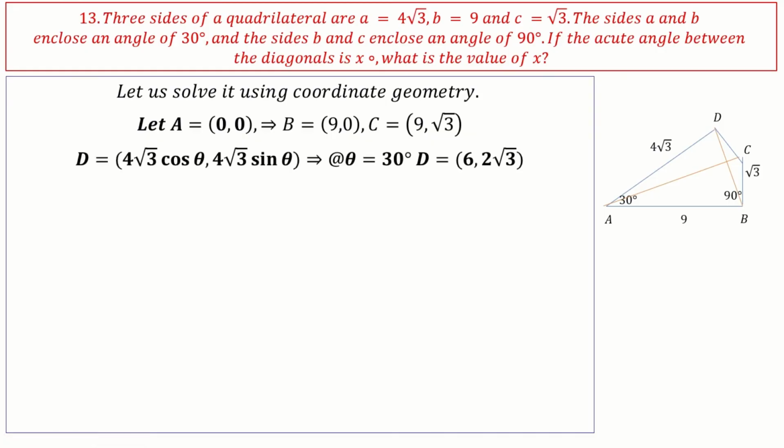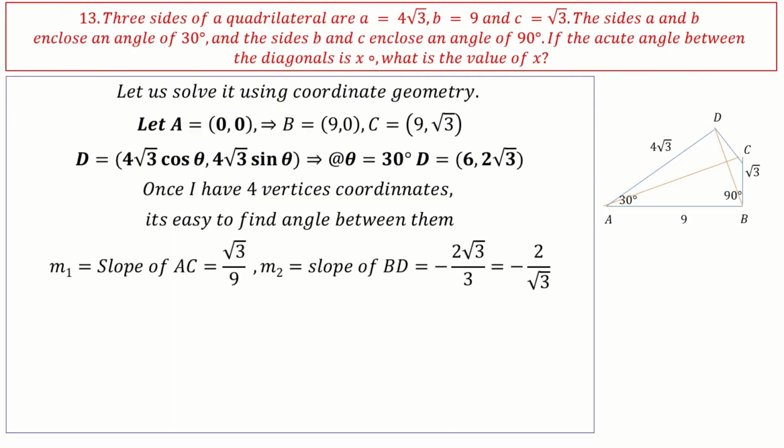My D is nothing but 4 root 3 cos theta, 4 root 3 sin theta. Now we know theta is 30 degrees, which is given because AD makes an angle of 30 degrees with AB, correct? So if I substitute 30 degrees in this cos theta, sin theta, I'll get D as (6, 2 root 3). These are the values. Now I have 4 coordinates. So now I can do whatever I want actually, right?